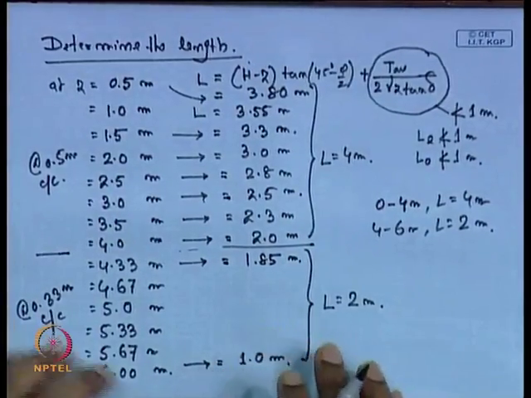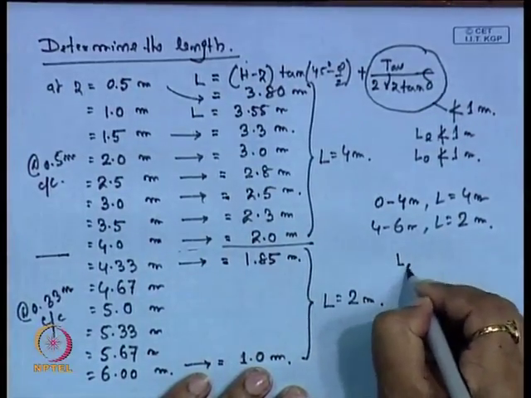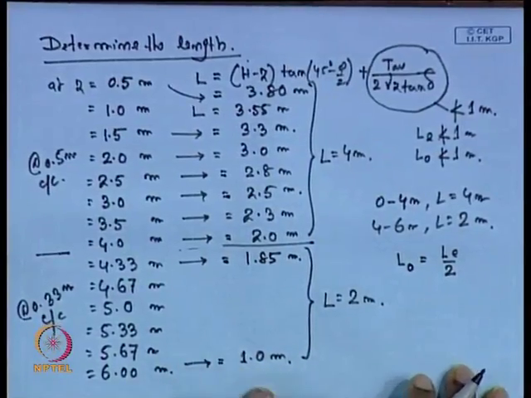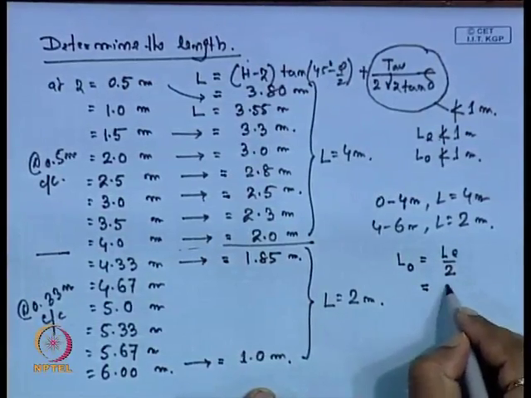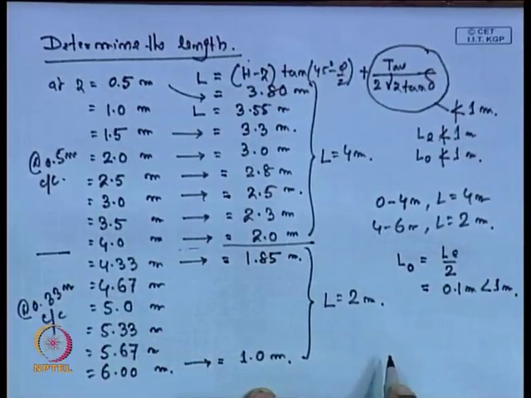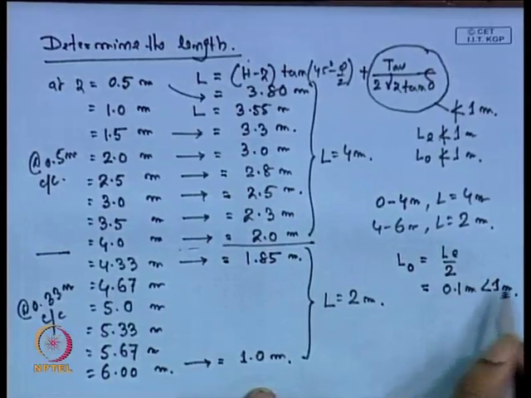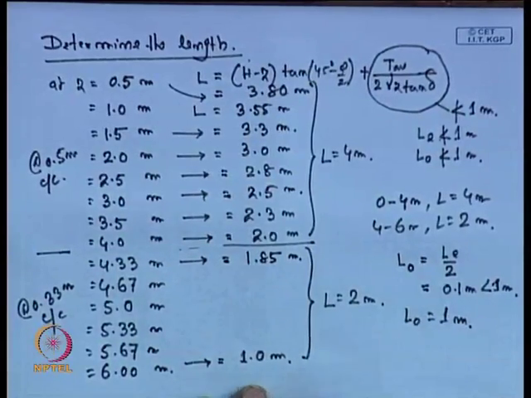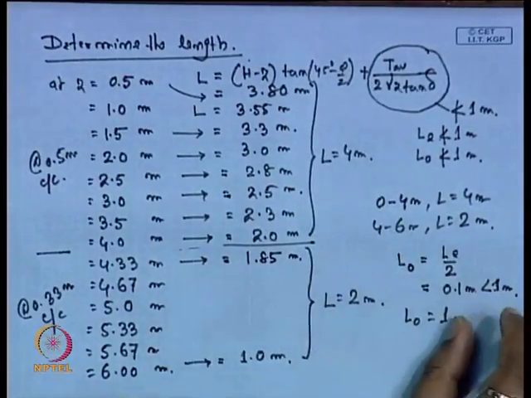Now again from the calculation part, we can calculate that L 0 is equal to L e by 2. So now, the calculation of L 0 is coming out to be 0.1 meter, which is less than 1 meter. That is the minimum value, so that is not satisfying the condition. So L 0 value here will be provided as 1 meter. So L 0 is 1 meter, total length is 4 meter from 0 to 4, and from 4 to 6 total length is 2 meter.